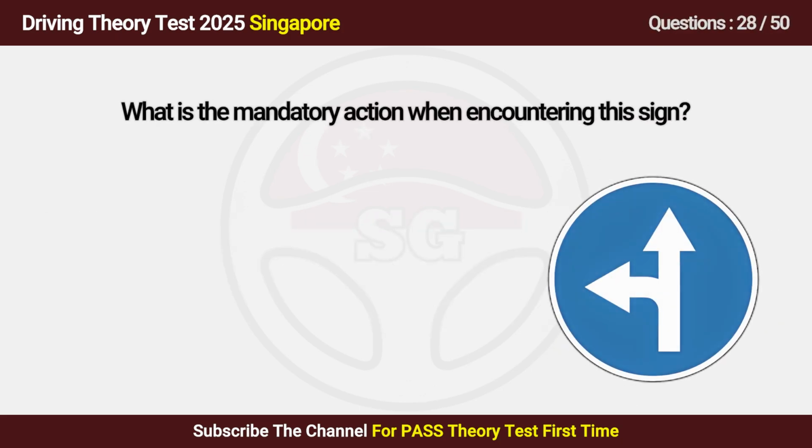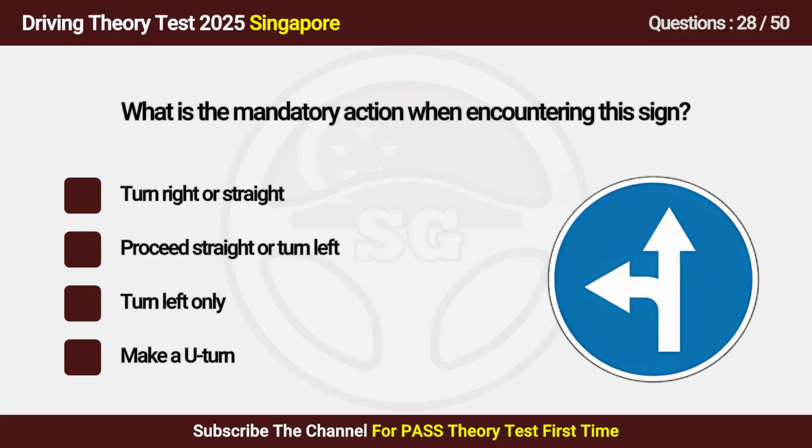Question 28. What is the mandatory action when encountering this sign? A. Turn right or straight. B. Proceed straight or turn left. C. Turn left only. D. Make a U-turn.